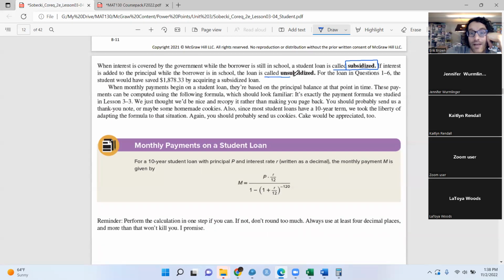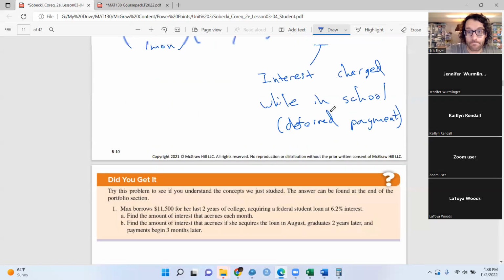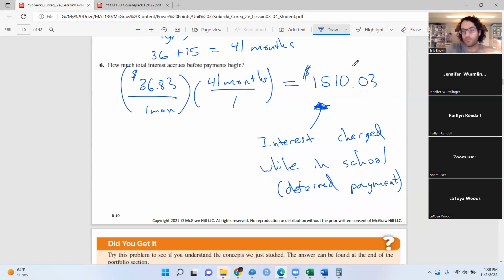Okay, so here's the next thing that often surprises me, that students don't know the difference between these two and which one's best. There are two types of loans you can get from the government, a subsidized loan and an unsubsidized one. The subsidized loan means you are not charged the interest. In fact, the government pays the interest on the loan for you while you're in school. So when you graduate and payments begin, you only owe the exact amount you borrowed. So this $1,500 we just calculated, the government would pay that for you and you don't have to pay it. These types of loans, I believe the most common is the Pell Grant.